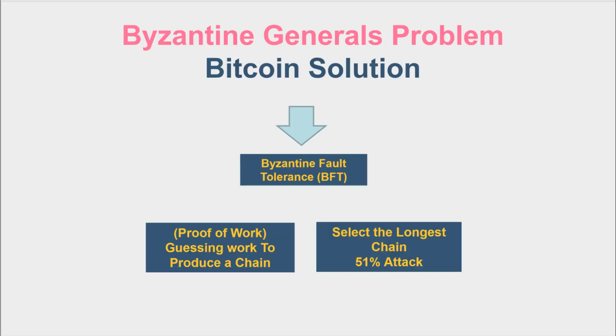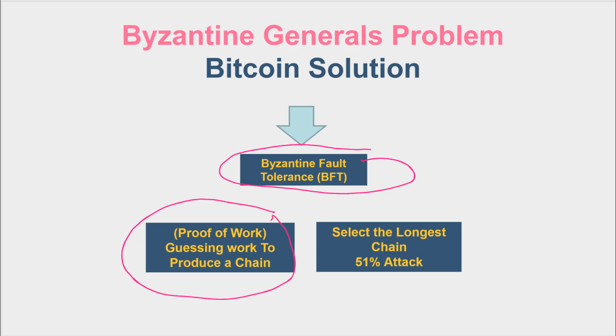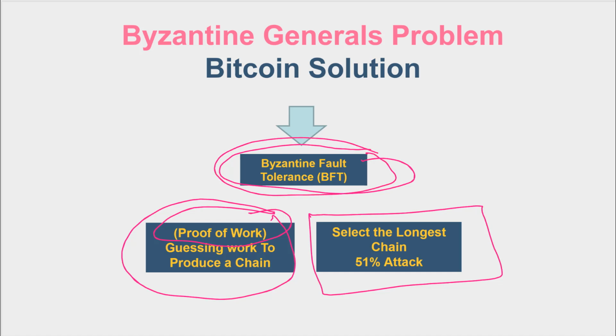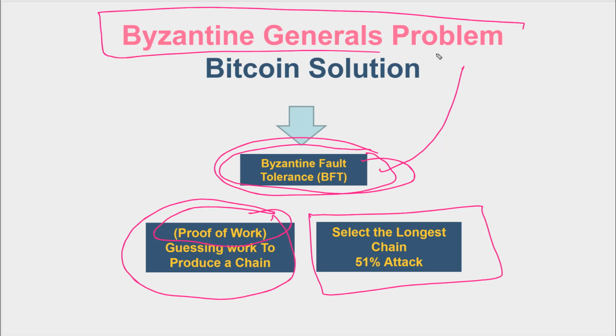So how is Bitcoin solving this problem? Bitcoin has its own Byzantine fault tolerance protocol, which uses proof of work, which is guessing work, we call it, to produce a chain. Before a block is added to the chain, it has to go through the proof of work consensus, and then the protocol also allows the system to select only the longest chain. The longest chain and the proof of work together provide a Byzantine fault tolerance solution, which establishes trust for a system which is totally trustless.